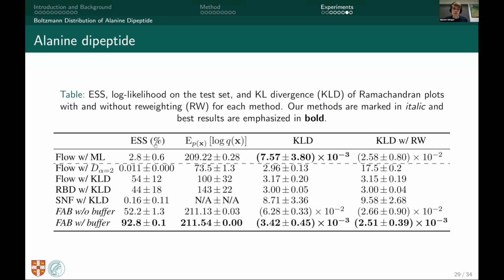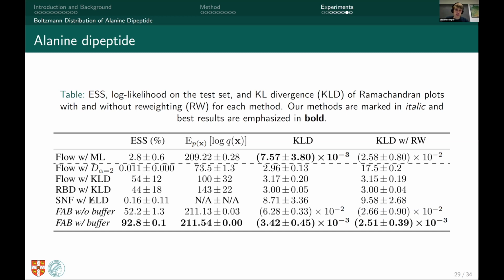Of course, we can also compute this as a percentage. Ideally we want an effective sample size of 100%, but often the effective sample size is lower. As I already mentioned, the flow trained on the MD samples with maximum likelihood has a relatively low effective sample size, only 2.8%. This is why, if we do the reweighting, the KL divergence actually goes down, as you can see in the table.